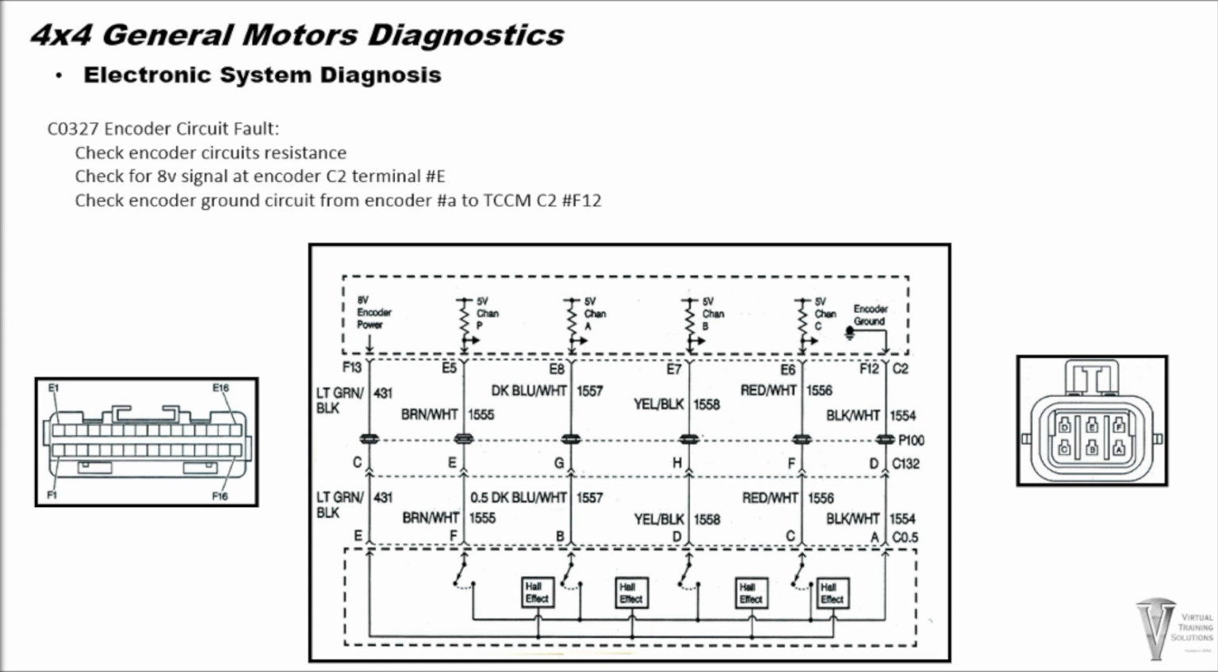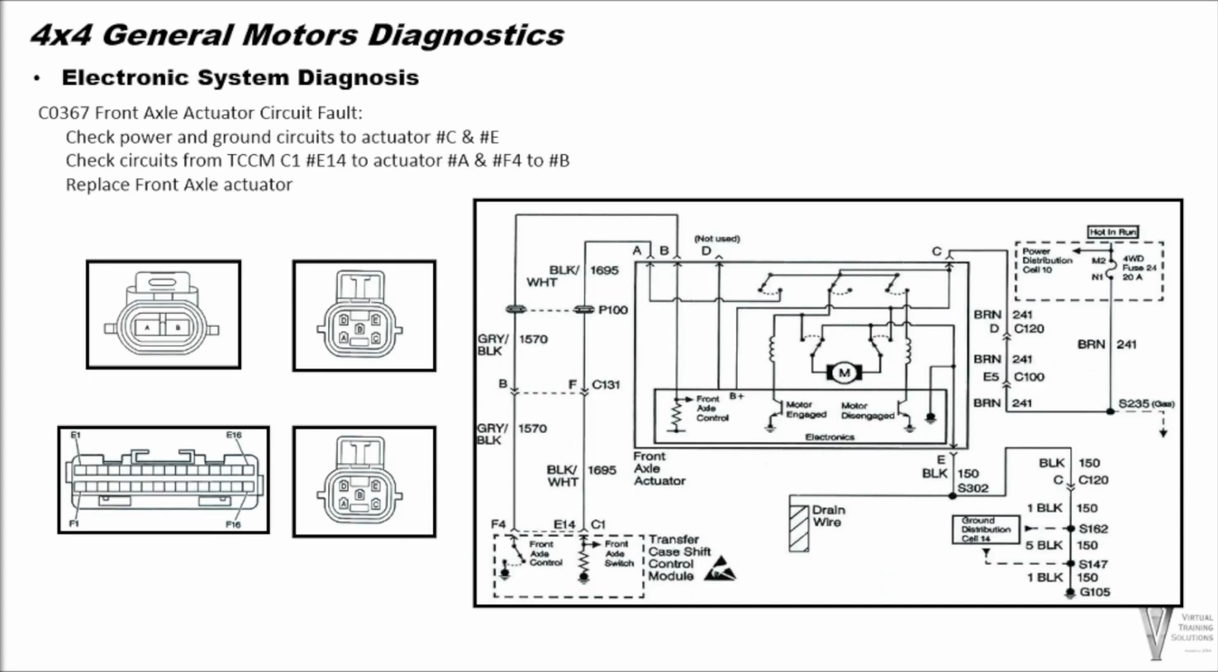If you have the 8-volt reference signal at terminal number E, the next step is to check the encoder ground circuit from the encoder motor connector A to the transfer case control module C2 connector terminal number F12. If you have good power and grounds and the encoder motors check out to be okay, replace the encoder motor assembly. Encoder motor assembly problems are very common.